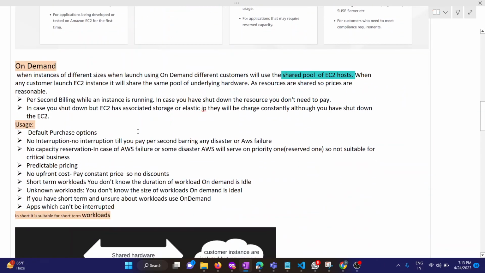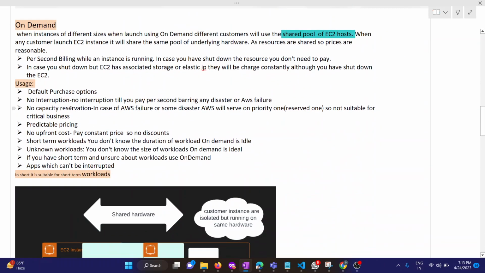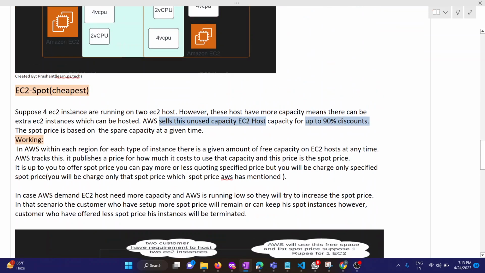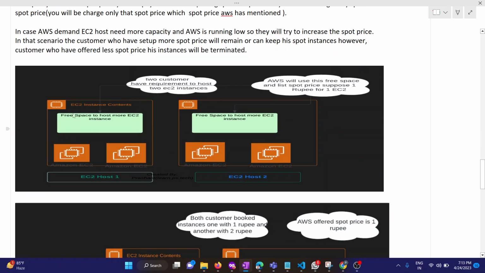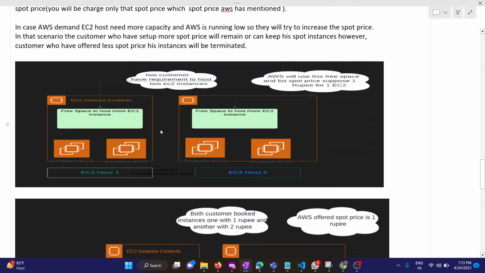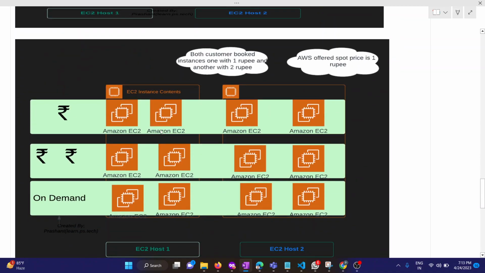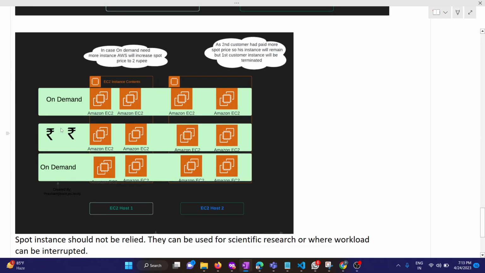I'm just showing you the definition of on demand. You can read it, pause it, and this is the one for EC2 Spot. You can read it, pause it, and read it. And this is the diagram if you want to understand this also. It shows how on demand capacity has increased, and this instance will be terminated because AWS will increase the price, and for whoever has offered more, the spot price will remain, but for the other one it will be terminated. Thanks.